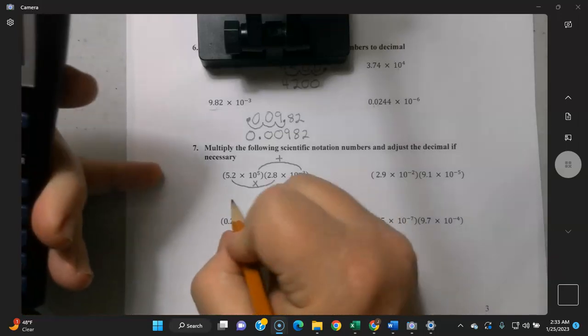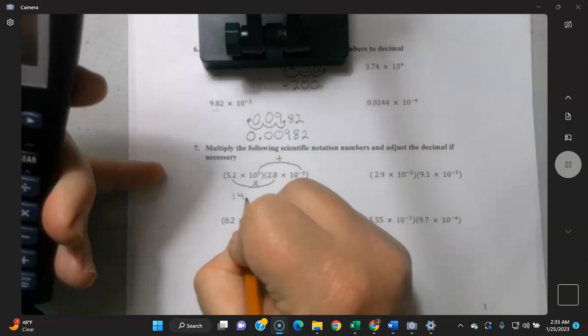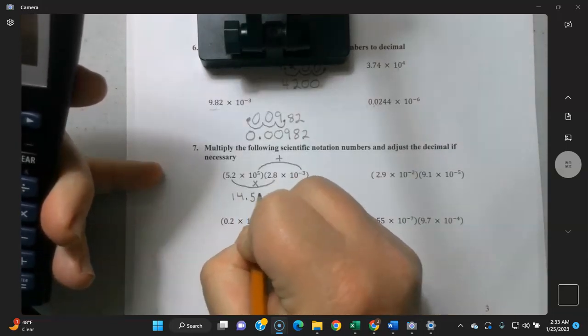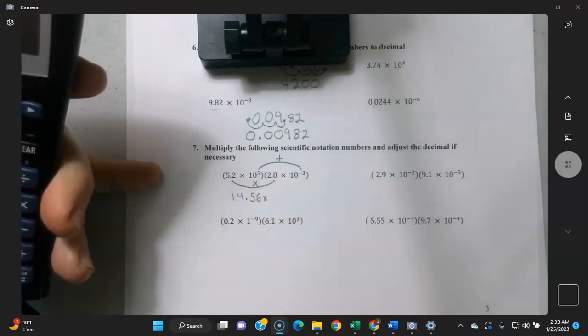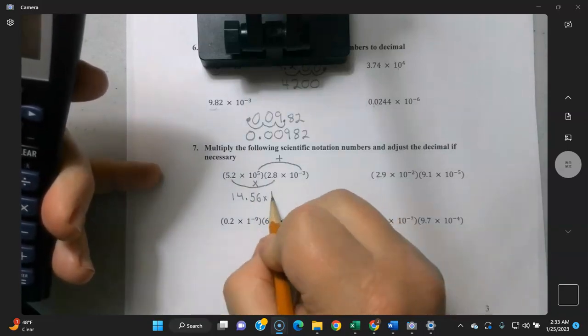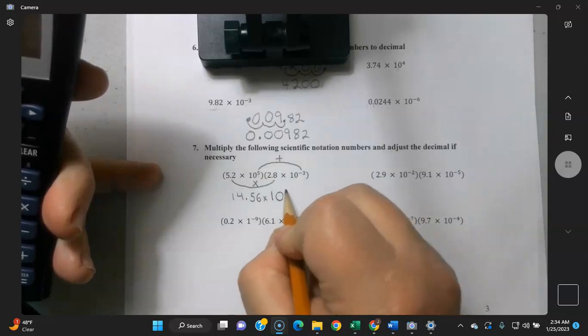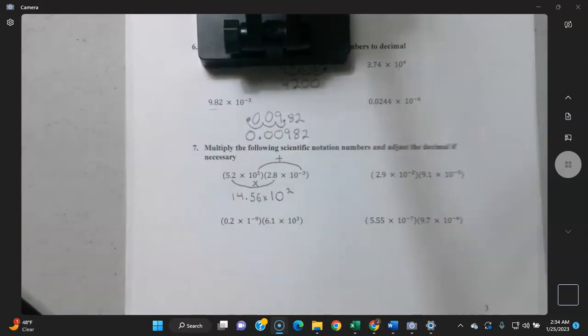That's going to give us 14.56. And 5 plus negative 3 is the same as 5 minus 3, so that's 10. 5 minus 3 is 2, to the second. Okay, so that's your answer almost.